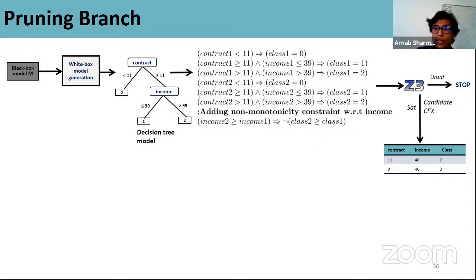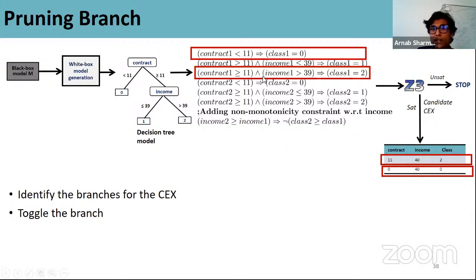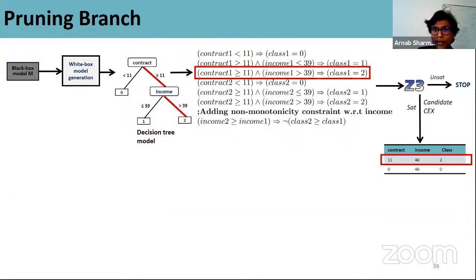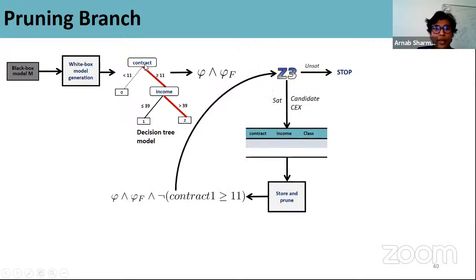What we do here is we first find out which are the branches responsible for generating the counterexamples. So in this case, these two are the branches which cause these counterexamples. And after finding the branches, we toggle them. So what we mean by that, let's say that we take this branch, and then we basically add the negation of the condition here.